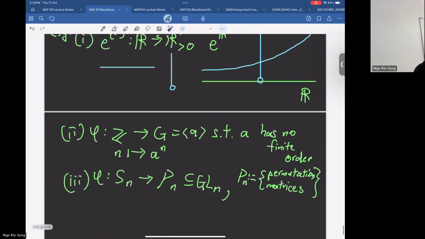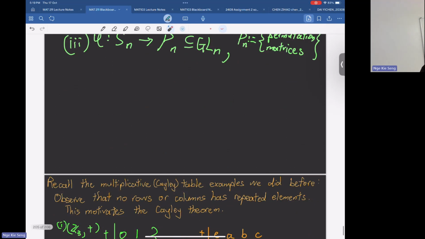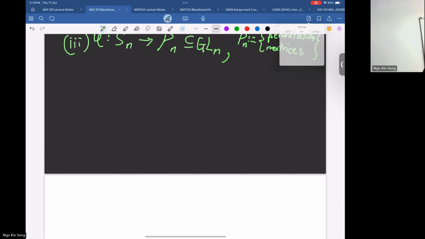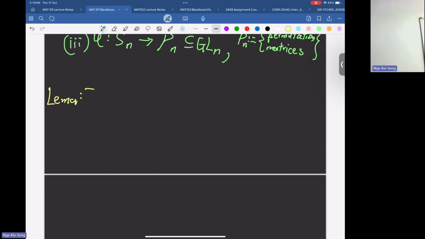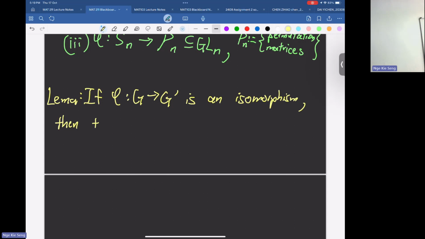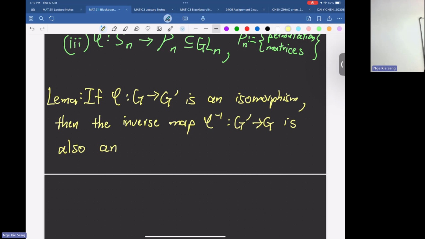Good. So next, to verify it, we will introduce a nice lemma here. The lemma is: if phi is an isomorphism, then the inverse of this map is automatically an isomorphism. How is this good? If you can find an inverse of your isomorphism, you no longer need to check whether it is a group homomorphism; it will automatically be satisfied.